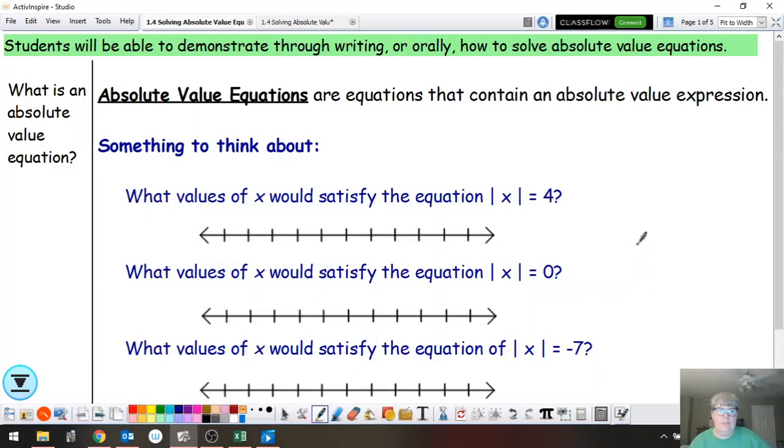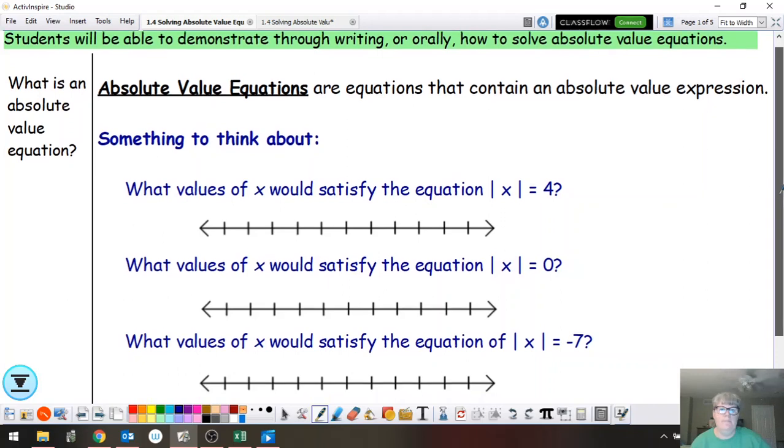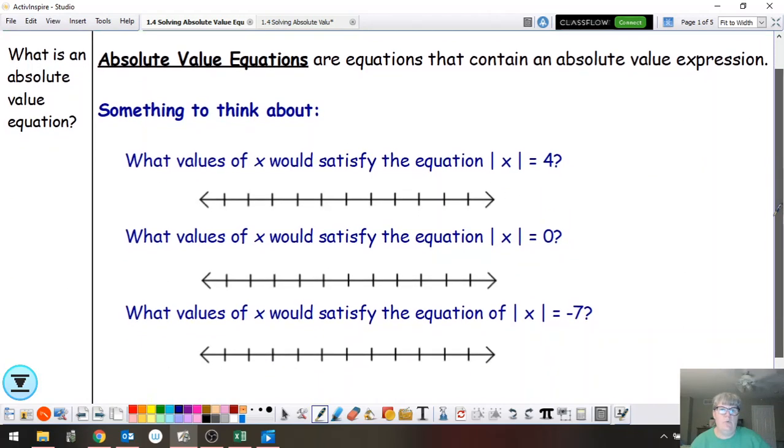Hi there, it's Mrs. Scarple, and we're going to solve a different kind of equation in this video. We're going to solve absolute value equations. What makes an equation an absolute value equation is that it contains an absolute value expression. An absolute value expression contains a variable inside the absolute value. That's what makes it an absolute value expression.